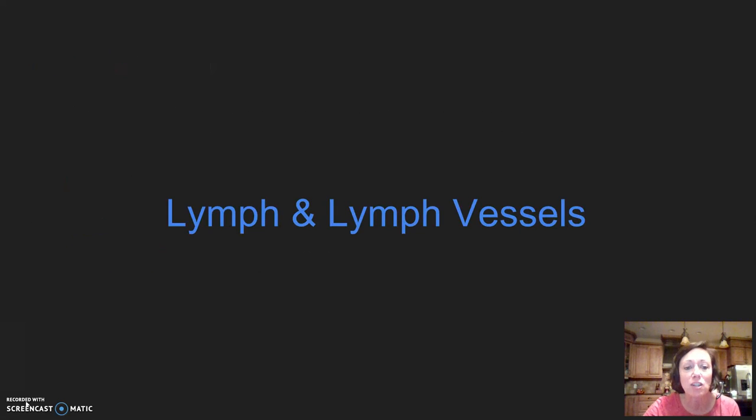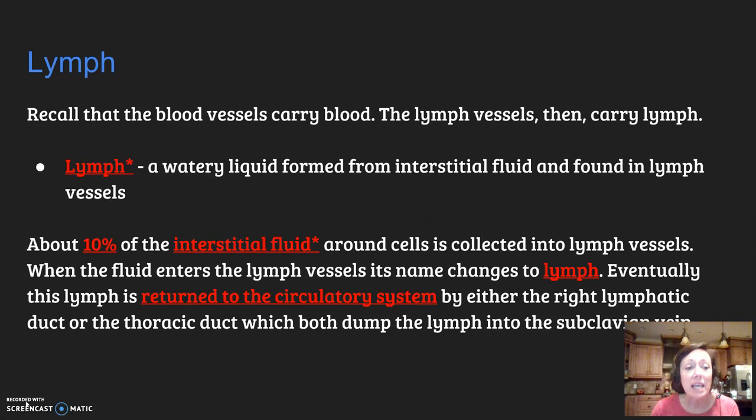So let's start with the actual lymph and lymph vessels and talk about what those are. Lymph is a watery liquid that's formed from interstitial fluid, really blood plasma, and it's found in the lymph vessels. So remember that the blood vessels carry blood. Well, lymph vessels carry lymph. So about 10% of the interstitial fluid that's found around your cells is then collected into lymph vessels. And when the fluid enters these lymph vessels, the name changes to lymph.